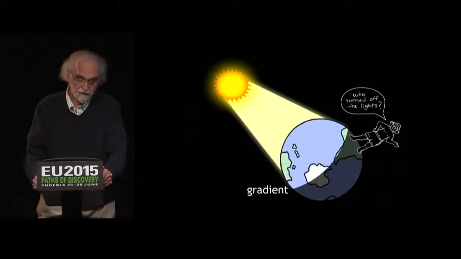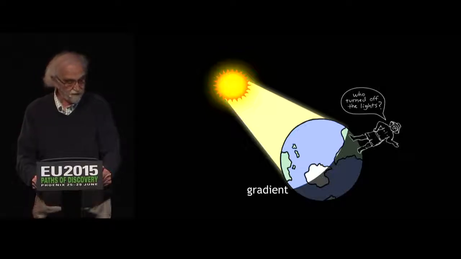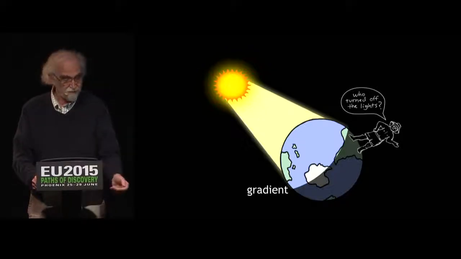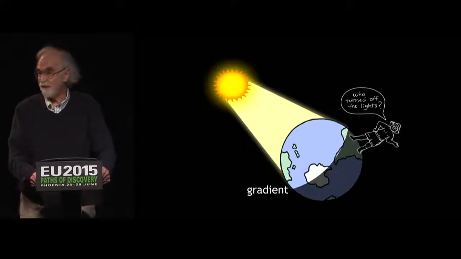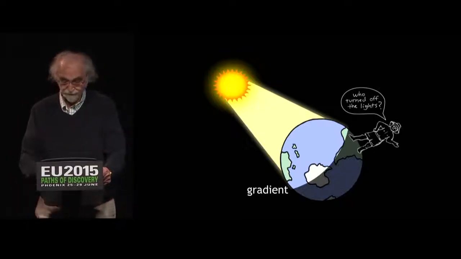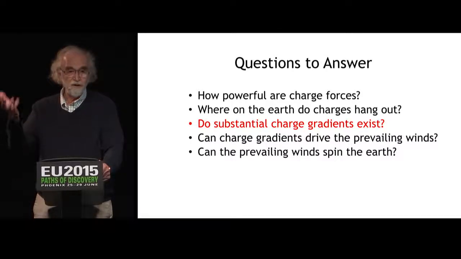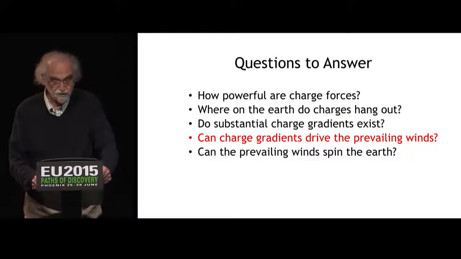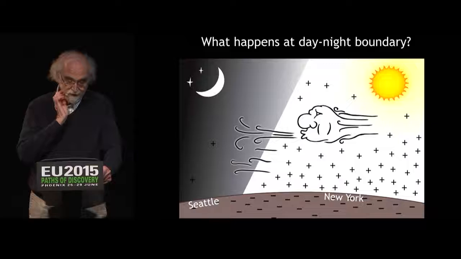So there's a great big difference between day and night, and you can see that there's a gradient. When night meets day, there's a gradient, and also on the other side, the upper right of the figure, there's another gradient. There's a morning gradient, and there's an evening gradient. Big, huge lateral gradient of positive charge. So, do substantial charge gradients exist, both vertically and horizontally? Okay, now, can those charge gradients drive the prevailing wind? So, think about it.